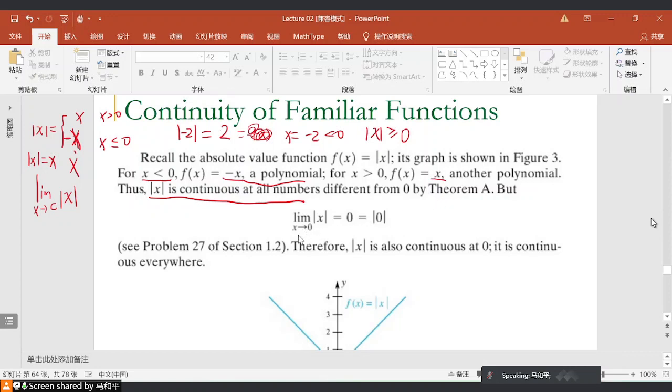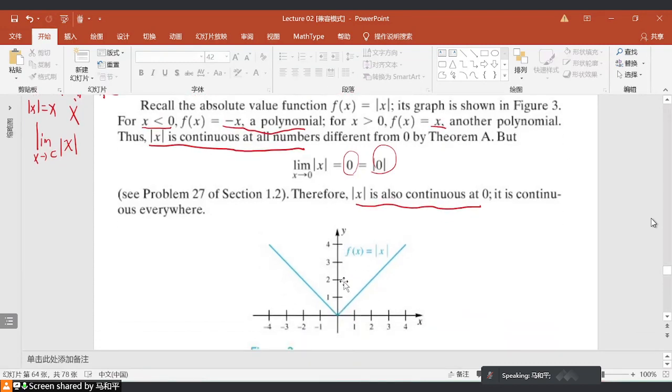But the limit as x approaches 0 is also 0, which is equal to the absolute value of 0, which is 0. So the absolute value function is also continuous at 0. So the absolute value function is continuous everywhere. This is the graph, we know. f(x) goes on without abrupt changes. So it's continuous everywhere.